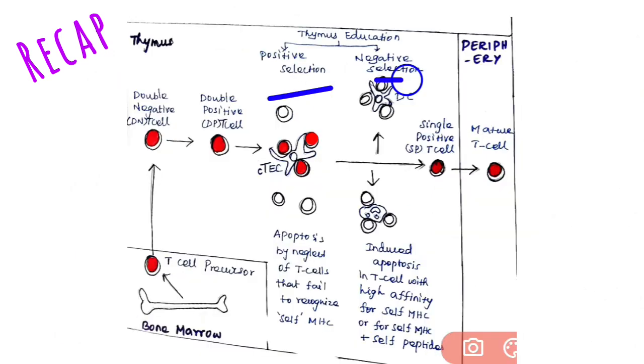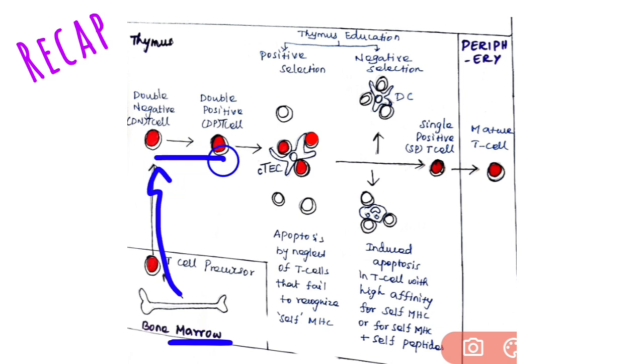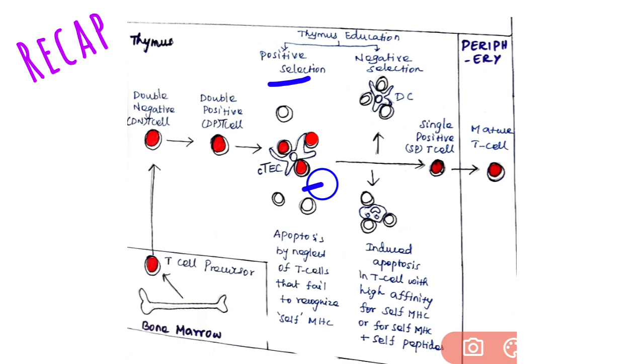Difference between positive selection and negative selection. T cell precursors originate in bone marrow, then enter the thymus as double negative cells, then become double positive cells, then undergo positive selection. In positive selection there should be an intermediate affinity between the T cell receptor on the T cell and the self MHC peptide complex expressed by the cortical thymic epithelial cells. The remaining cells, which fail to recognize the self MHC peptide complex, are induced to die by apoptosis.